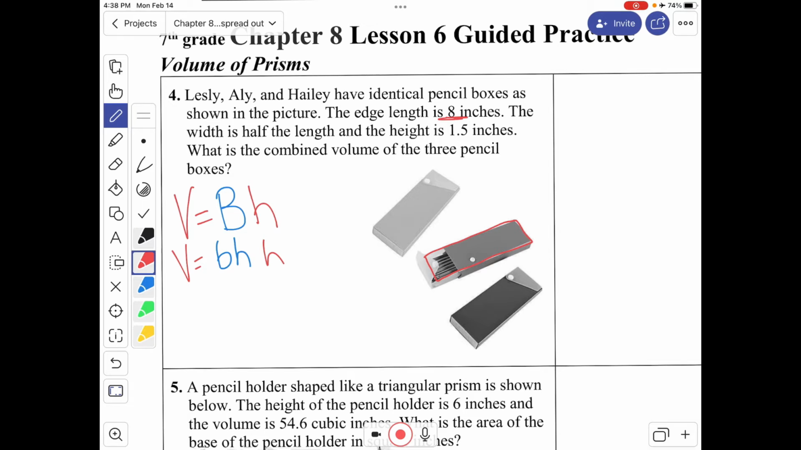So I see that the length is 8, and the height is 1.5, and the width is half the length. So if the length is 8, the width is 4. So we're going to be multiplying 8 times 4 times 1.5. 8 times 4 is 32 times 1.5, and you need to be sure to write this on your paper.